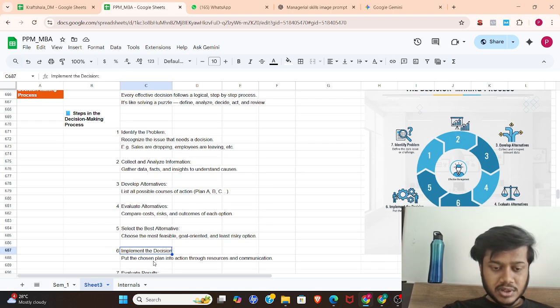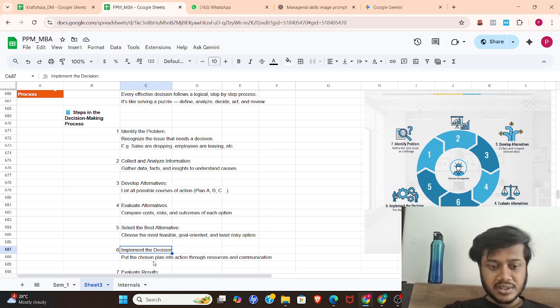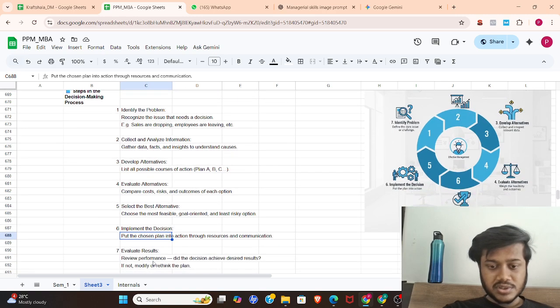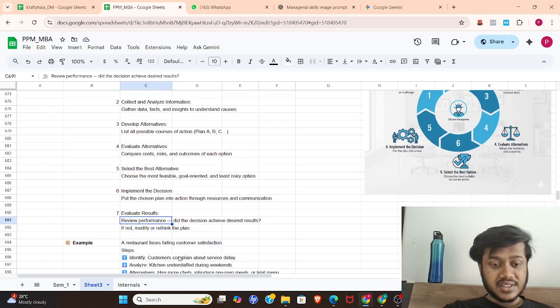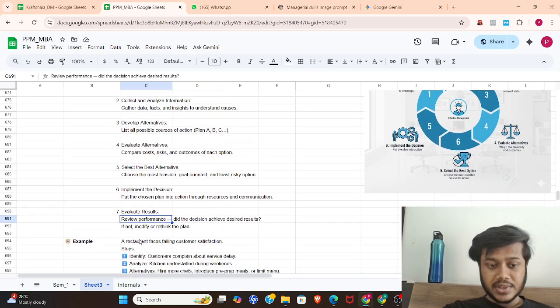Then in step 6, implement the decision by choosing the one you think is the best plan. Go with that and implement it. Put the chosen plan into action through resources and communication. Then evaluate the result. How will you do that? Review your performance. Did the decision achieve the desired result? If not, modify or rethink the plan.